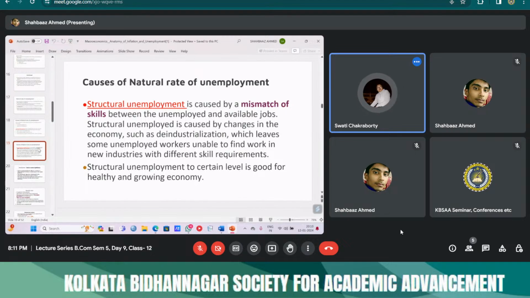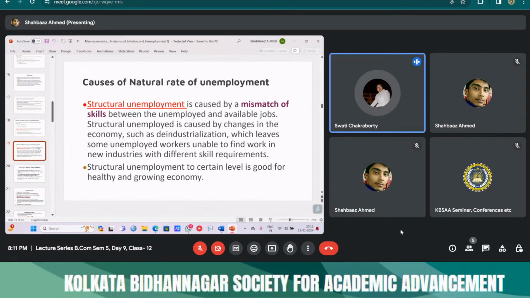Structural unemployment. This comes up because of a mismatch of skills between unemployed people and the available jobs. Certain jobs require certain specific skills, but the available workers, the labor force, do not have the right kind of skills. So that's a mismatch. So why does this happen? This happens because of changes in the economy.